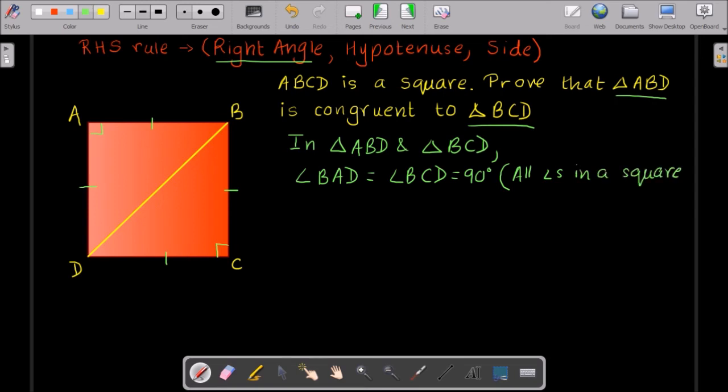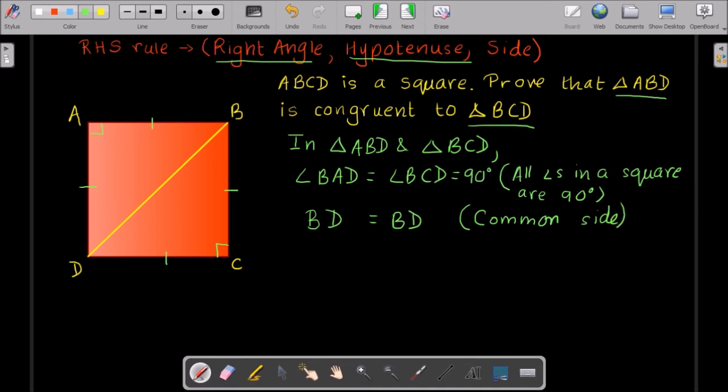All angles in a square are 90 degrees. That's my reason. Okay, the second one is the hypotenuse. So the hypotenuse is the longest side, which is BD. BD is shared by both triangles, so it's a common side. BD equals BD, and the reason is it's a common side.